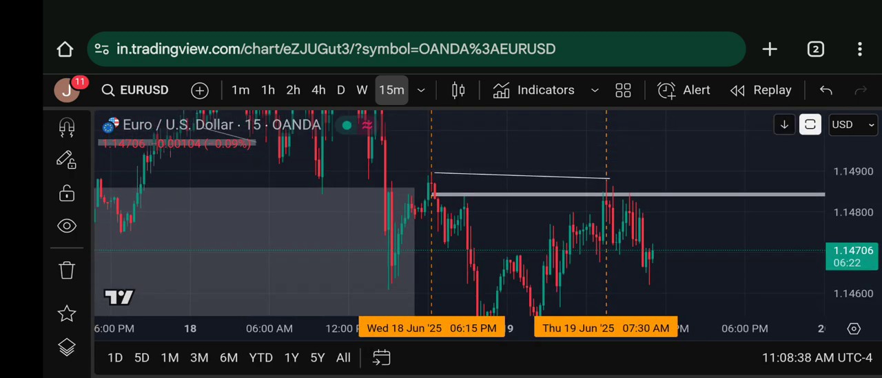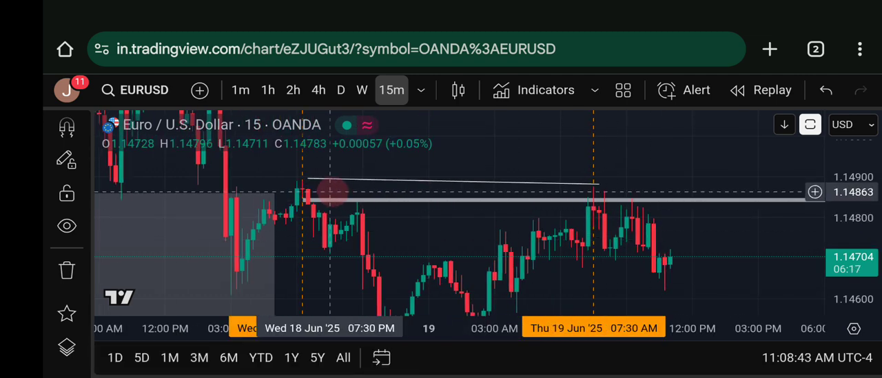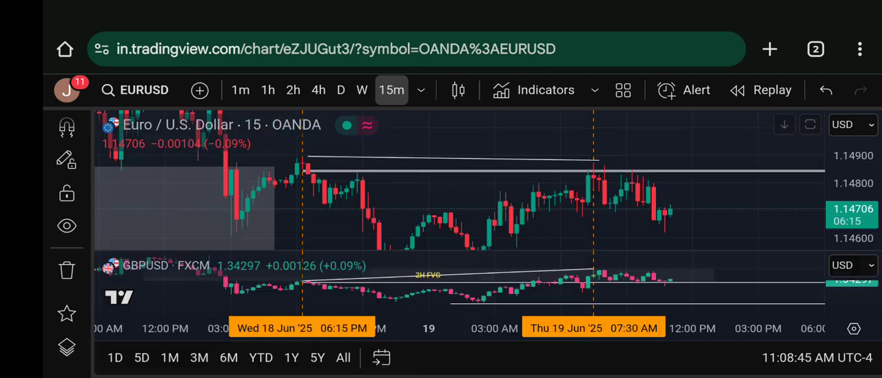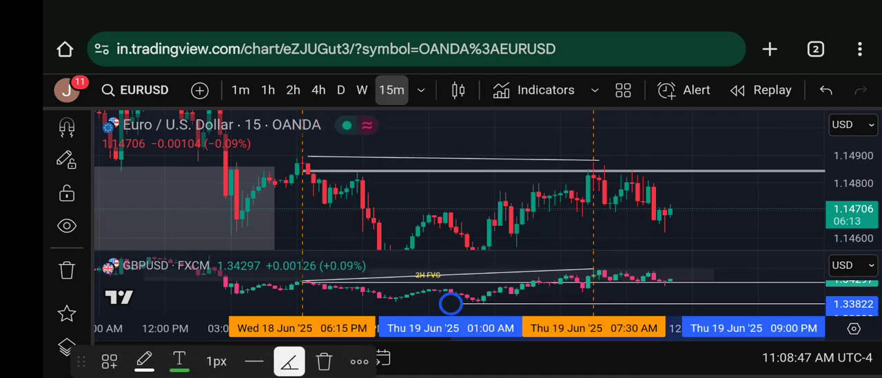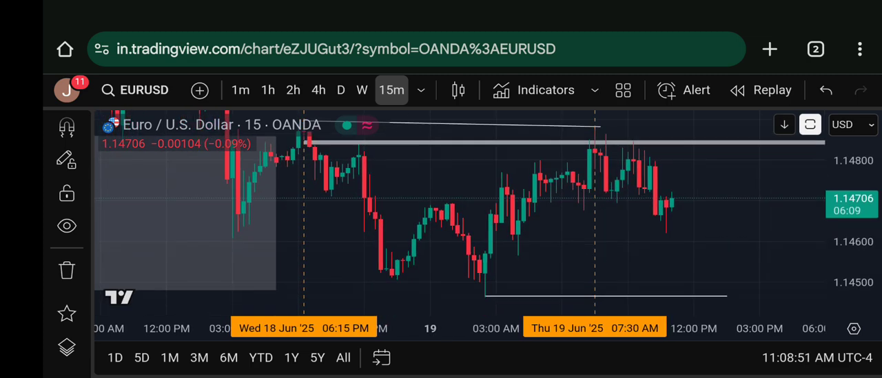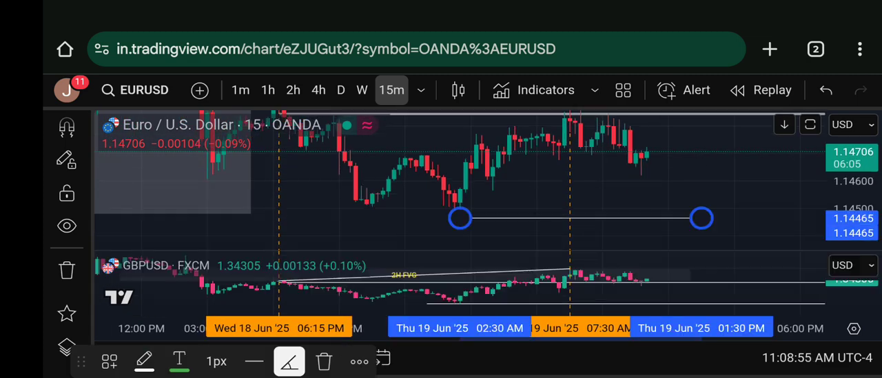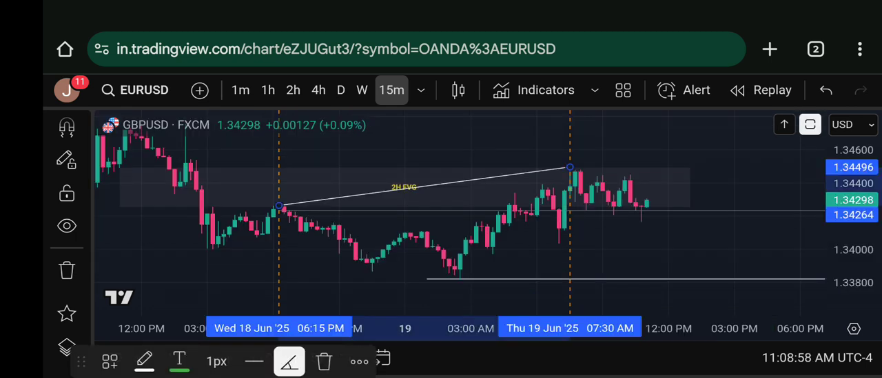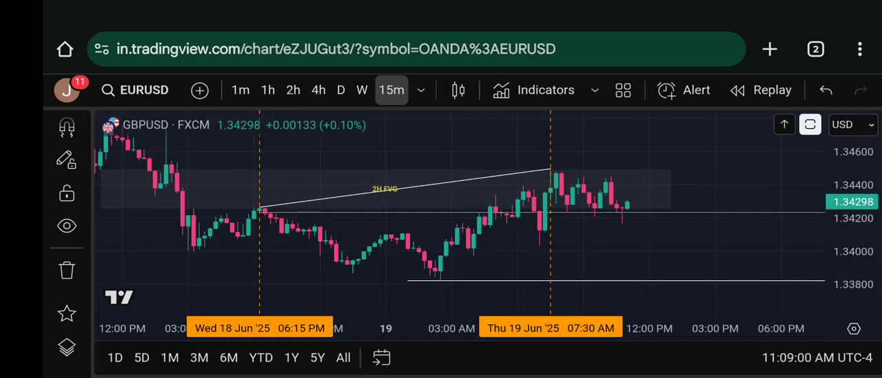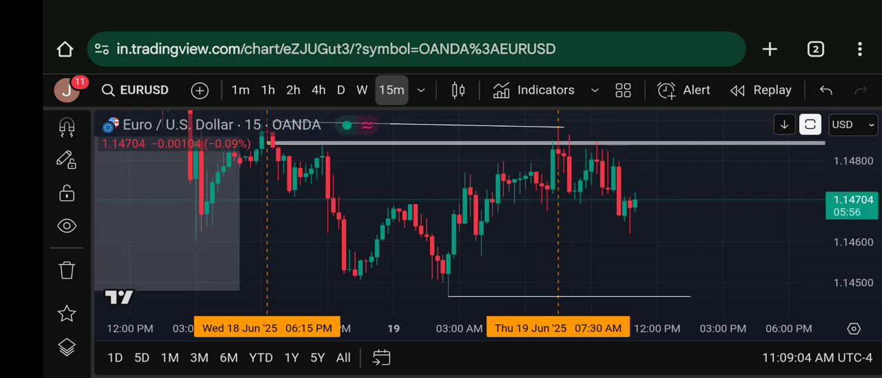Whereas euro made an SMT, respected this bearish fair value gap, and did not make a higher high here, whereas GBP made a higher high here. GBP made a higher high, euro made a lower low. So from this bearish fair value gap to this sell side liquidity is our target. Let's see how the trade goes, guys. I will post after my take profit is hit.